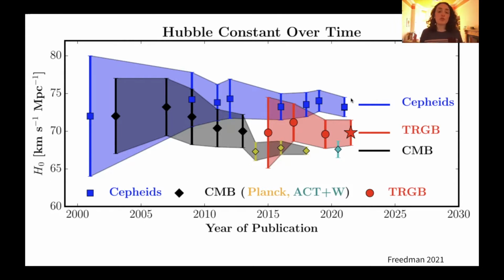Let me introduce the panelists. We have Rachael Beaton representing the CCHP team who use TRGBs. And then we have Dan Scolnic representing the SHOES team who use Cepheid. And we have 2 independent panelists, Behnam Javanmardi and Suhail Dhawan, who've done their own independent analysis using Cepheid. So let's welcome all the panelists and start the panel discussion.